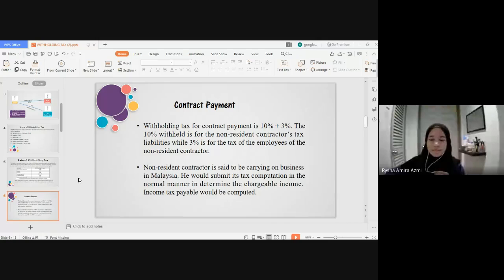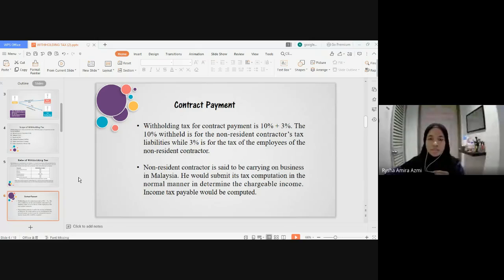Okay, contract payment is actually a contract between a person and another person, and withholding tax for contract payment is 10% plus 3%. The 10% is for the non-resident contractor's tax liabilities, while the 3% is for the tax on the employees of the non-resident contractor. It means that the 10% of the tax is on the company, and the 3% is on the employees of the company who are the non-resident person.